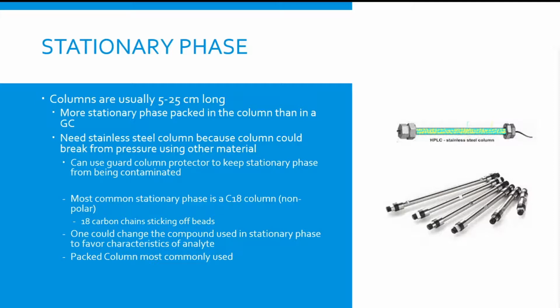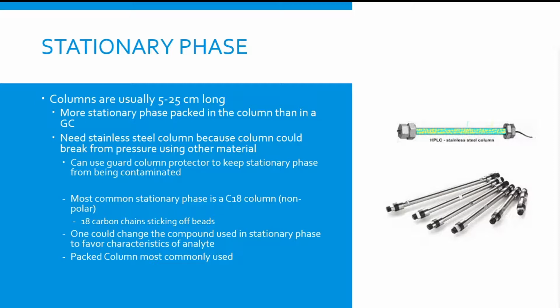It's your adsorbent. And as you can see on the top right, that is a depiction of the most commonly used column, which is a packed column. Those yellow dot looking things represent the beads that are inside of the column. And those beads have different compounds attached based on what stationary phase you want.